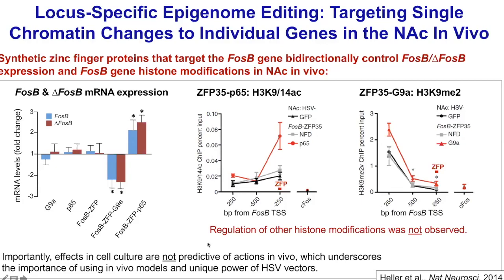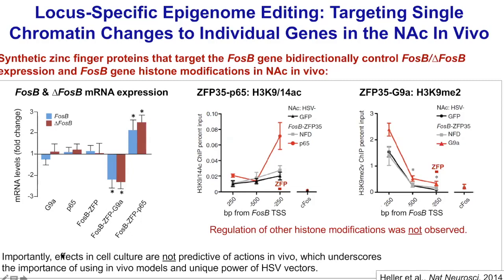So what Liz did was to take a series of zinc finger proteins, synthetic transcription factors, artificial proteins, couple them to G9A, a gene that produces a repressive histone methylation mark, or to P65, a gene that indirectly adds acetyl groups to histones. And she found one particular zinc finger that bound specifically to the FOSB site.